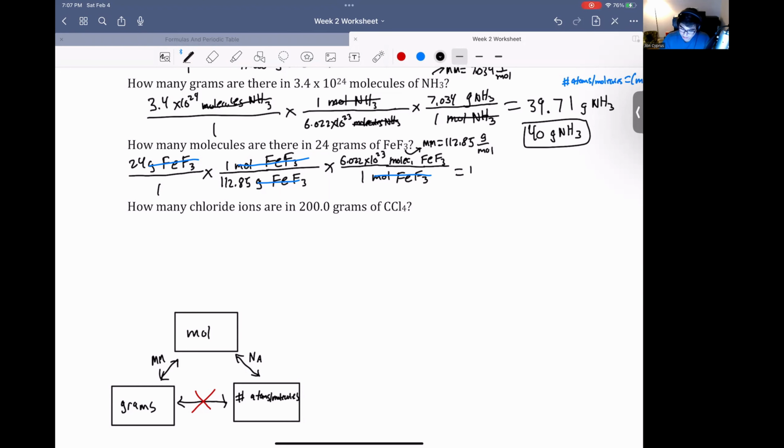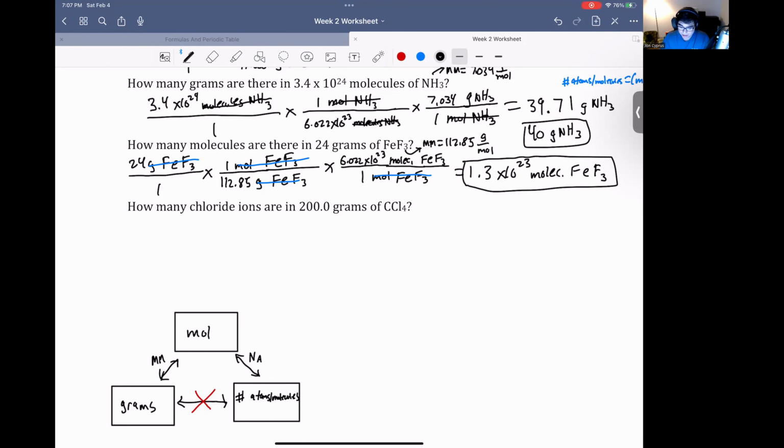All right, so this is equal to 1.2, I guess we should round to 2 sig figs, so 1.3 times 10 to the 23rd molecules of iron fluoride. Okay. So that's it for that one.